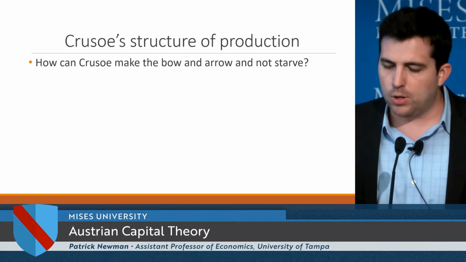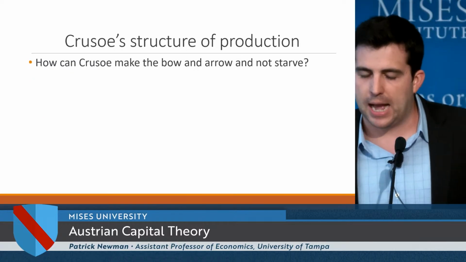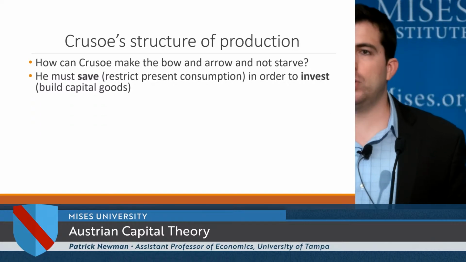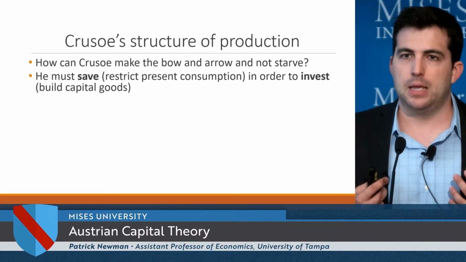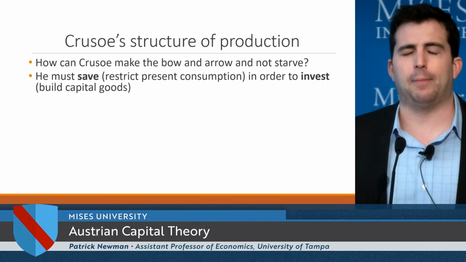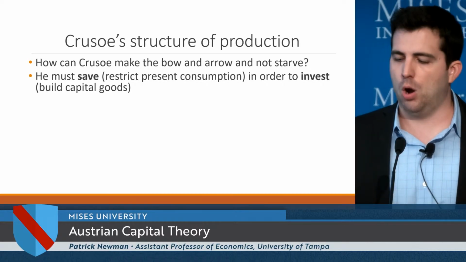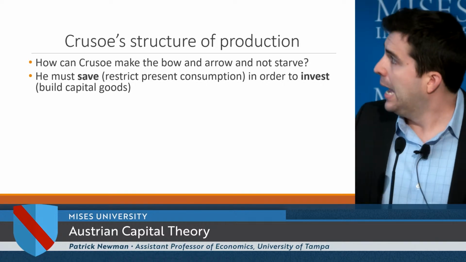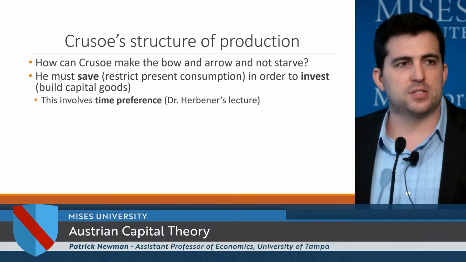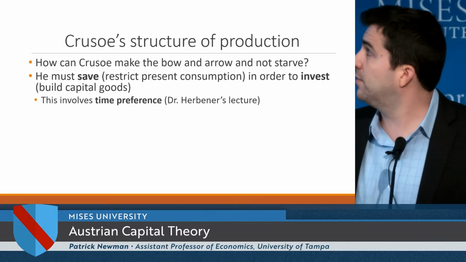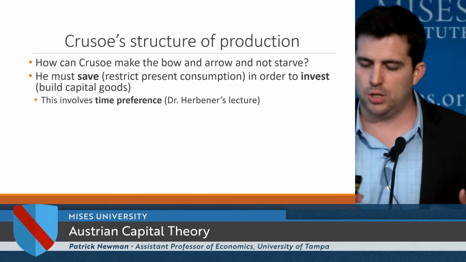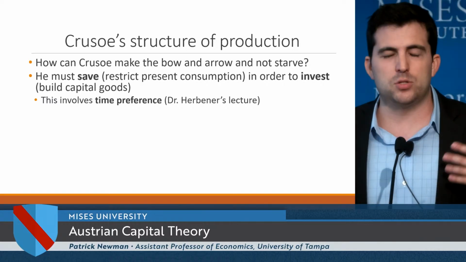So how can Crusoe make the bow and arrow and not starve, right? Well, what he's got to do is he's got to save. He's got to restrict his present consumption, right? And that restriction of present consumption will allow him to invest, right? Which is building capital goods. Savings and investment always go hand in hand, right? I can't go into this too much. You should know, hopefully from earlier today, this involves time preference. This is from Dr. Herbener's lecture. We have to figure out how much does Crusoe value present consumption versus future consumption, and so on and so forth. But we just say, well, he's ready to make the sacrifice.